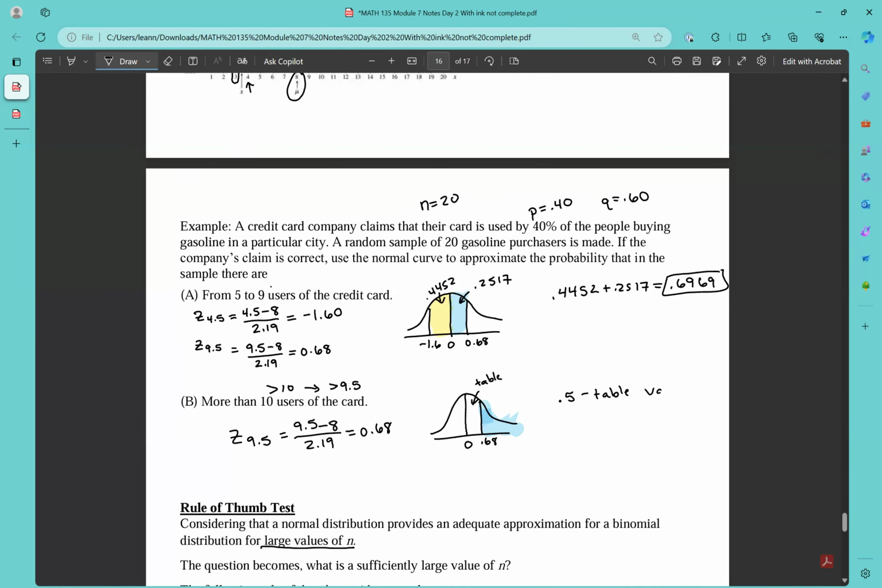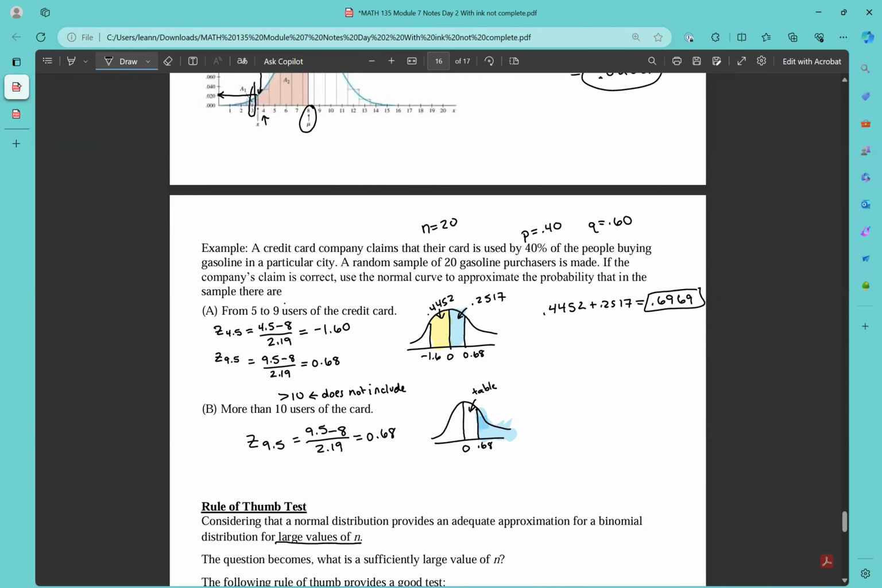Now I already looked up the table value for this part. So actually, did I do this right? More than 10 users. Back up. Erase. More than 10 means we're actually doing bigger than 10. Does not include 10. That's why that didn't look right. So it does not include 10. Sorry about that. That is my fault.